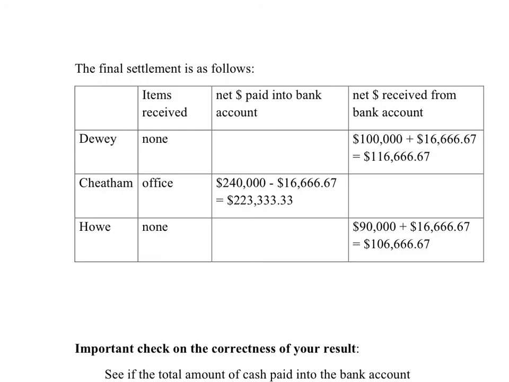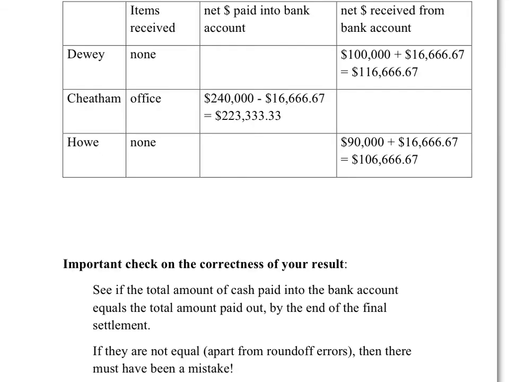Now that we have the final settlement written out in front of us, there's a way that we can check our work, and that does not mean to go back to the beginning and redo it. It means seeing whether our final results actually make sense. In particular, we can check whether the total amount of money paid into the bank account equals the total amount of money paid out of the bank account at the end of the day. They'd very well better be equal because all the money has to be accounted for, and there is no external source of money in this situation.